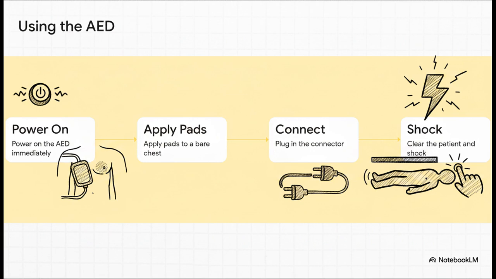Step 1, power it on immediately. Seriously, just turn it on, and the voice prompts will literally guide you through the rest of the whole shebang. Step 2, apply the pads to a bare, exposed chest. Step 3, plug in the connector if it's not already attached. Step 4, when the machine starts analyzing the heart rhythm, make sure everyone stands completely clear of the patient. If a shock is advised, double-check that absolutely no one is touching the victim and hit that flashing shock button.